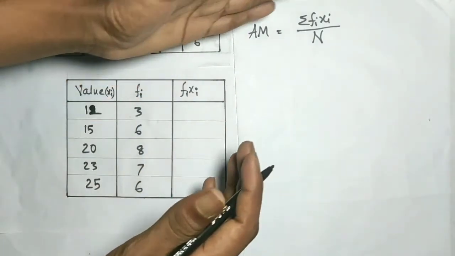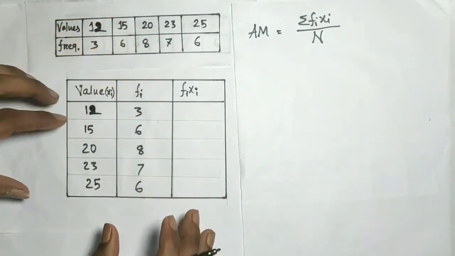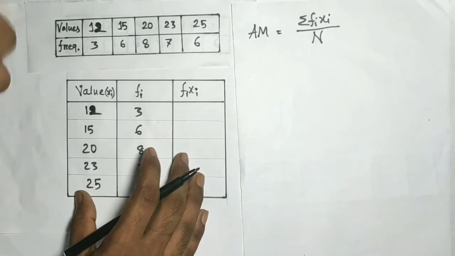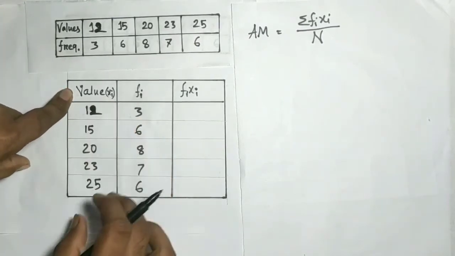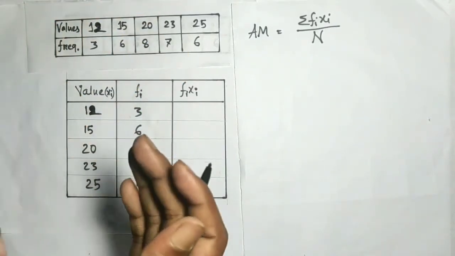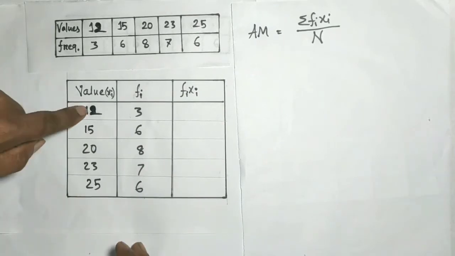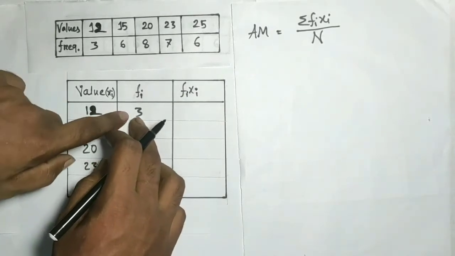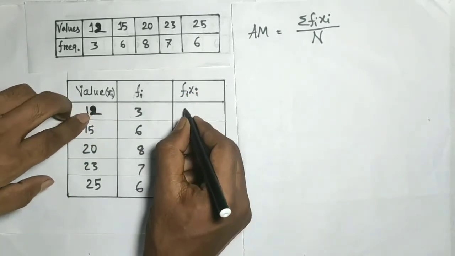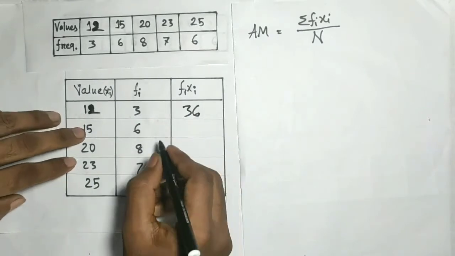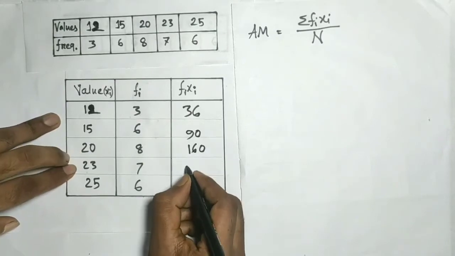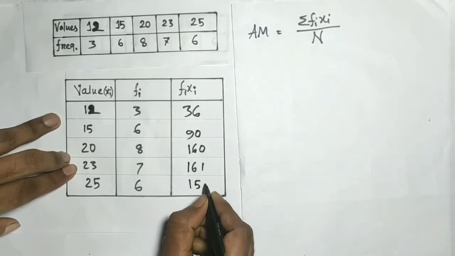Let's find the summation of fi xi from a frequency distribution table. Here we have a frequency distribution table, and we already know how to construct one. We have the values and their corresponding frequencies, and it's easy to find the multiplication of the values and their corresponding frequencies. Here the value is 12 and its corresponding frequency is 3. So the multiplication is 12 into 3, that is 36, then 15 into 6, that is 90, 20 into 8, that is 160, and here 161, and it is 150.